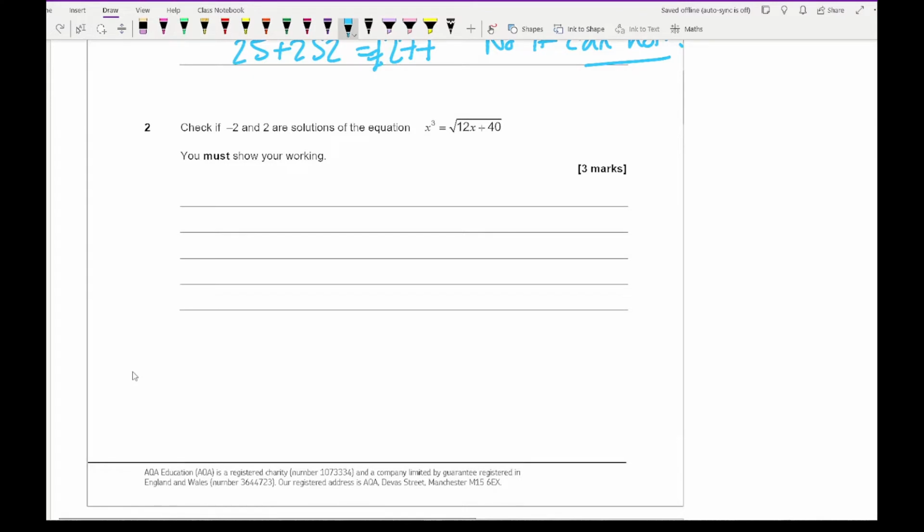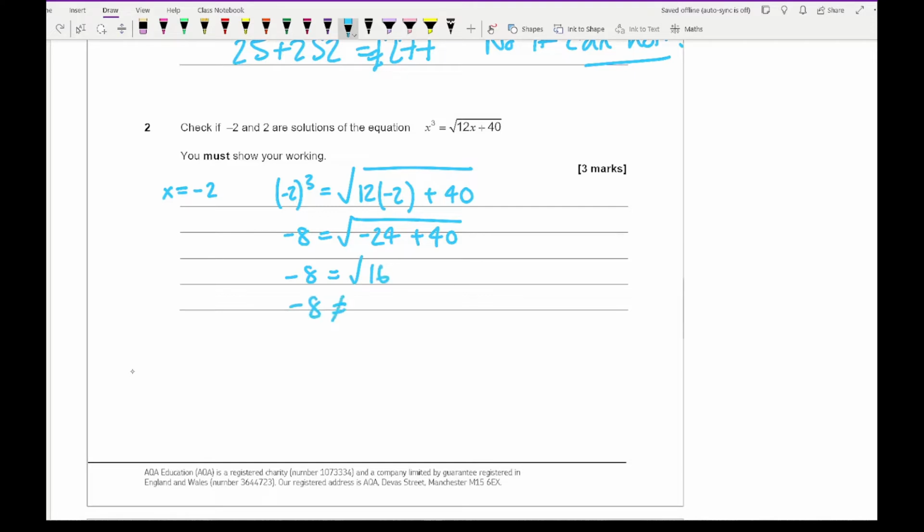Moving on to question 2, it says check if minus 2 and 2 are solutions to the equation. Let's check it by substituting x equals minus 2. So we've got x cubed equals 12 lots of x plus 40, so minus 2 cubed, and then 12 times minus 2 plus 40. Substituting this in, I get minus 8 equals minus 24 plus 40, which becomes minus 8 equals 16.